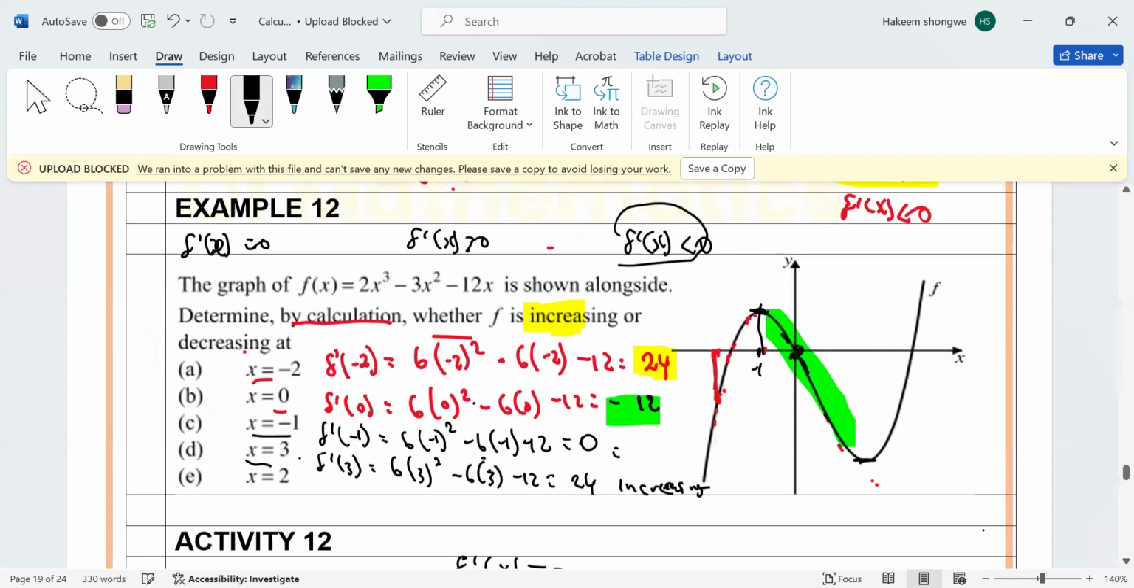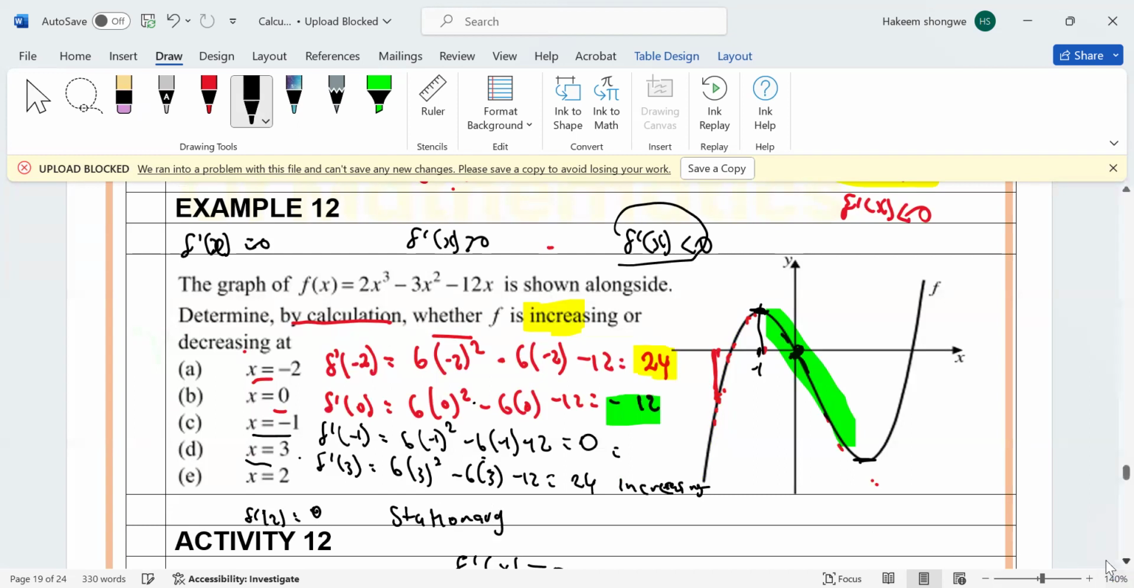Say x is equal to 2, then f prime of 2 gives 0. Okay, what will we say? Increasing, decreasing, or stationary? It's stationary.